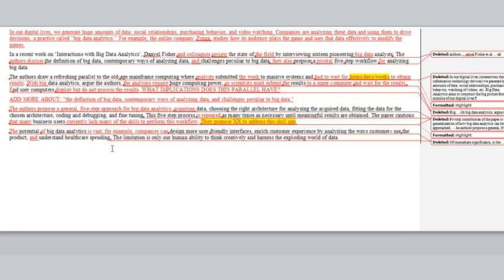So the potential of big data analytics is vast. For example, here's all the things companies can do with these data. And then we get this nice thought at the end. The limitation is only our human ability to think creatively and harness the exploding world of data. That's really nice language. The only little thing I'm going to tweak here is that there's something slightly funny about this, because it says the limitation is our ability to think creatively. So it's not our ability to think creatively that's the limitation here. It's sort of the bounds, the limit is the limits of our ability to think creatively.